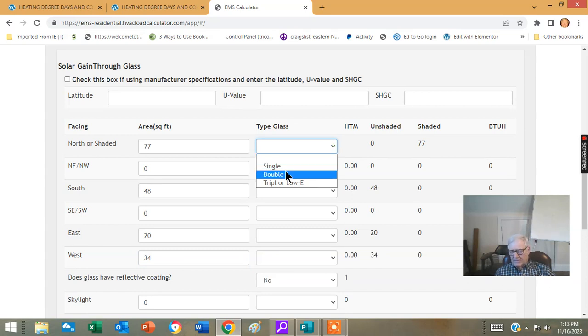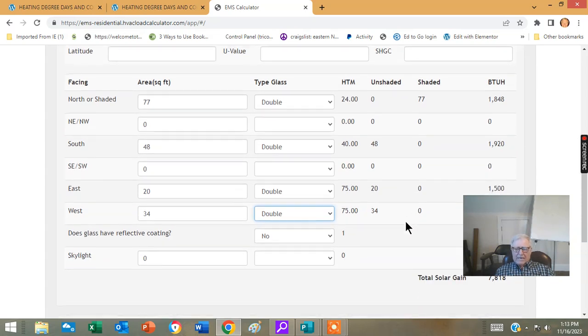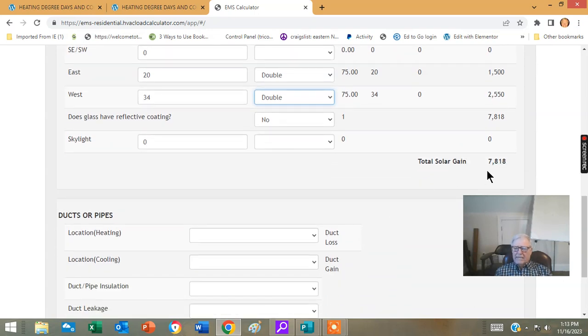This house has storm windows on it, so that's double glass. Okay, folks, all of my windows are double glass. And if you'll notice, it's asking here, does it have reflective coating on it? The house windows do not have any reflective coating on it, and there are no skylights, so that's zero. This is telling me that my total heat gain through glass in the house is 7,818 BTUs.